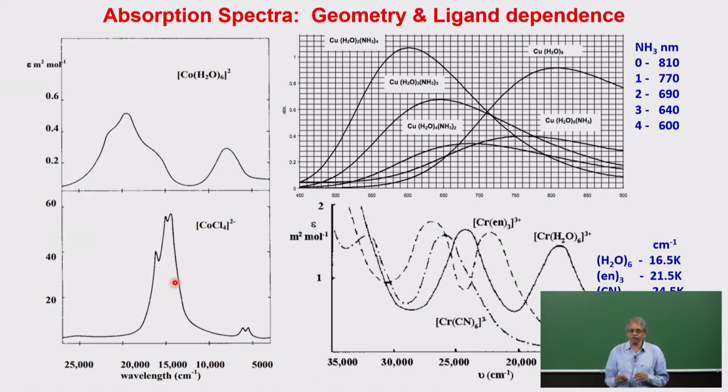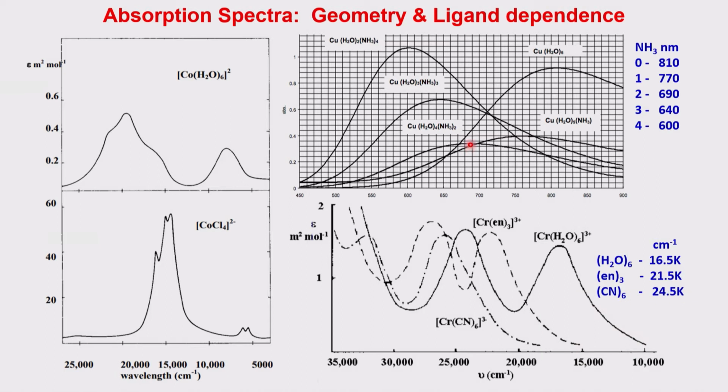I have already explained earlier that the tetrahedral, which is a less symmetric geometry as compared to the octahedral, will have greater intensities. We have already seen this because of the d-p mixing. So now you get the ligand variation and the geometry variation. Let us look at ligand variation alone without making the geometry variation.